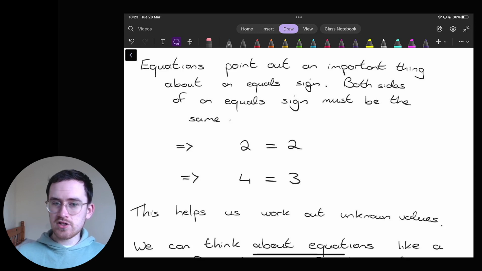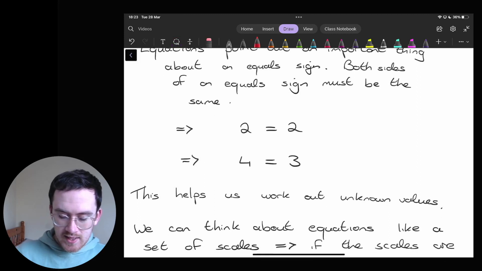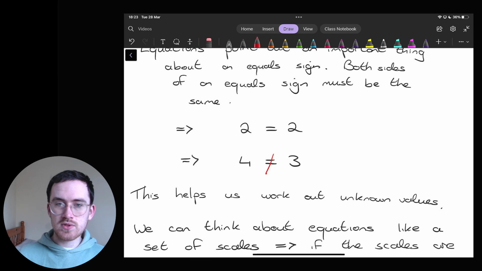And that comes in, I suppose, when we do our equations. But also we have to know that more generally for solving our equations. If I'm looking at an equation, what I have on one side will have to be equal to whatever I have on the other side. And this idea is going to help us work out our unknown values. So for example, we can have 2 is equal to 2, but of course we can't have 4 is equal to 3 because that goes against the definition of an equal sign.